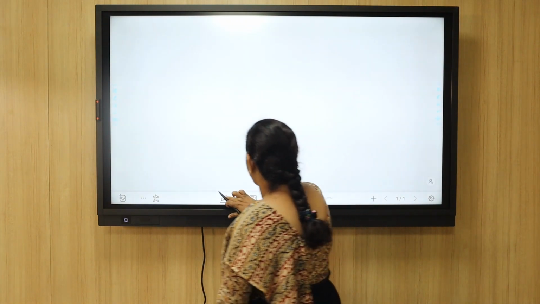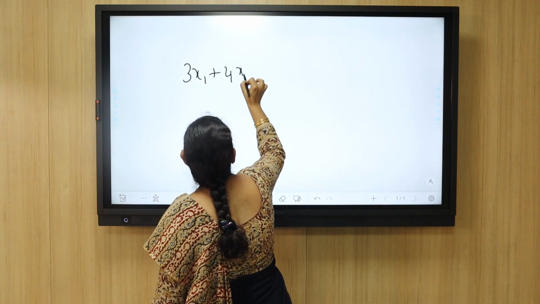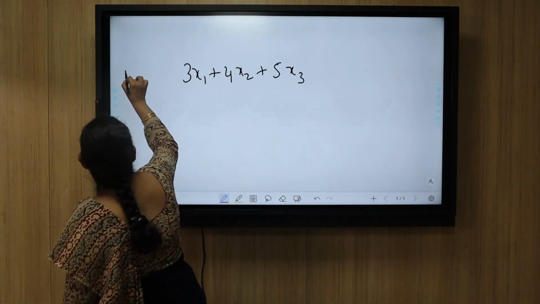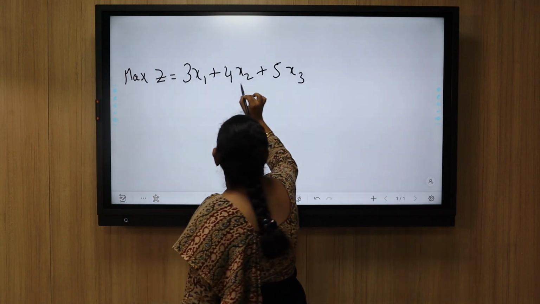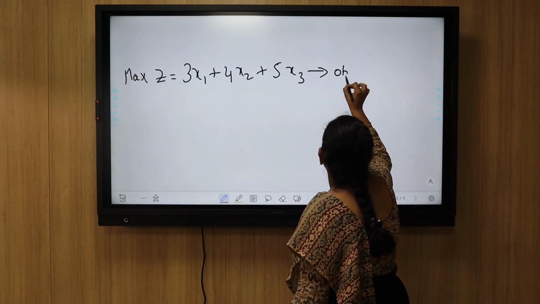So first we will see what the linear programming model problems look like. In the linear programming model, there will be an objective function with some constraints, and it consists of some variables. I will show how the objective function looks. It will be in maximization or minimization mode. That is, maximize z equal to 3x1 plus 4x2 plus 5x3, which will be your objective function.